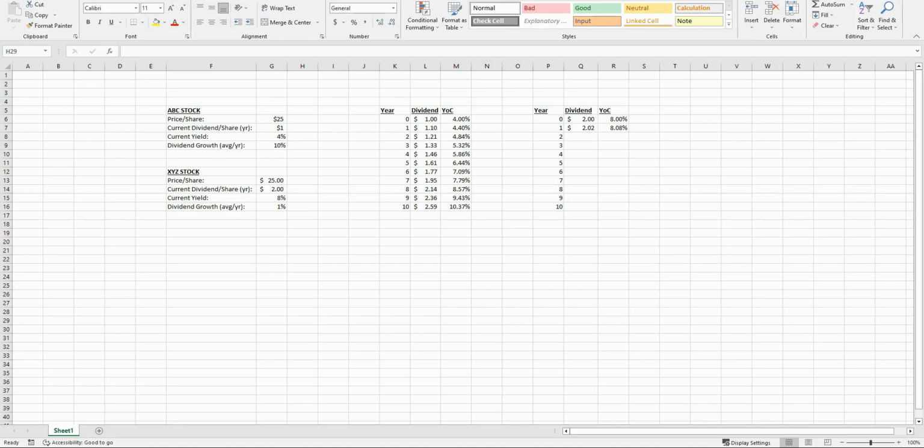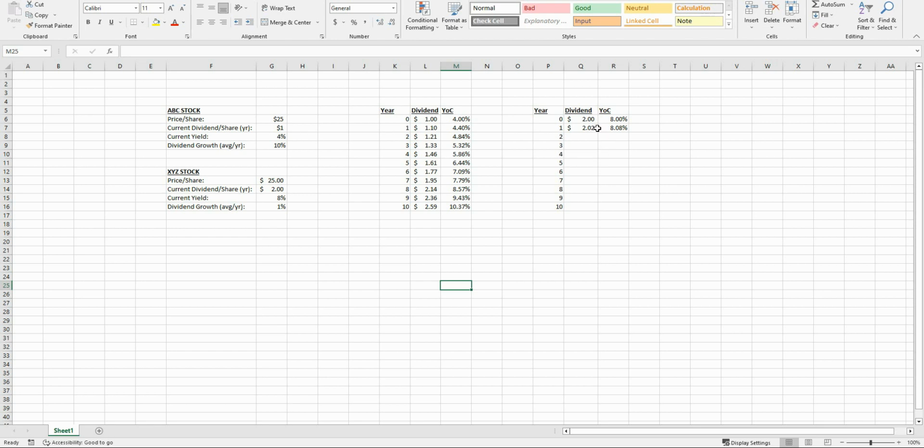So for a final illustration here, I am going to match this high dividend growth stock against a high dividend stock. Initially the current yield of ABC stock was 4% and its dividend growth was 10%. XYZ stock has a current yield of 8%, but its dividend growth is only 1%. So you're getting more money currently, but the dividend growth is less. Let's see how this plays out over time. In year 0, you're currently getting $2 a dividend per share, and that's 8%. Year 1, the next year, you would be getting $2.02, which is a little bit more than 8%.